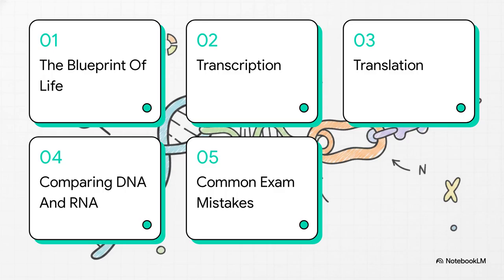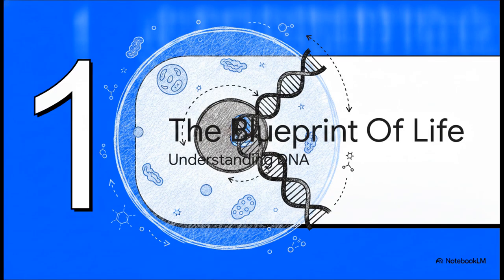First, we'll look at the blueprint of life. Then we'll break down step 1, transcription, and step 2, translation. Finally, we'll compare DNA and RNA and cover how to avoid those really common exam mistakes. All right, part 1, the blueprint of life. Let's start with the foundation.